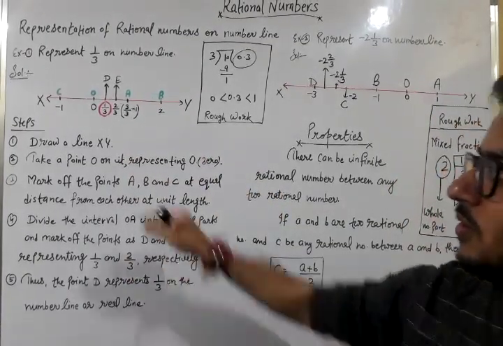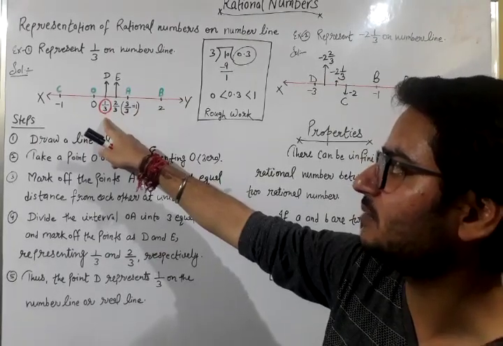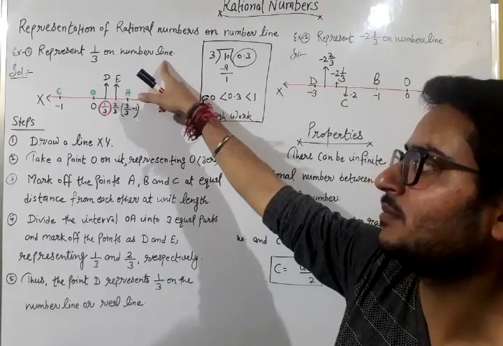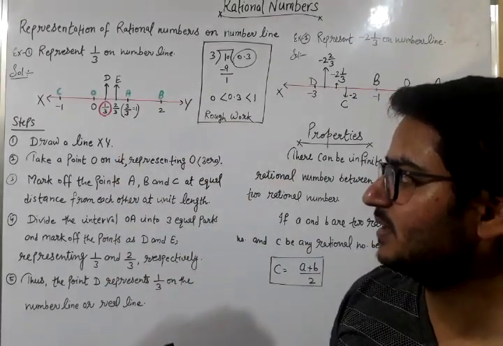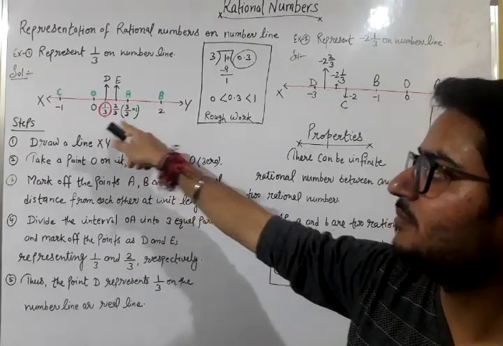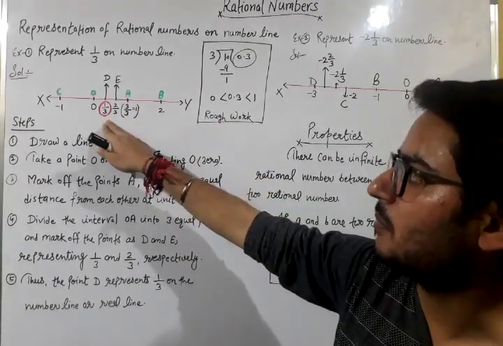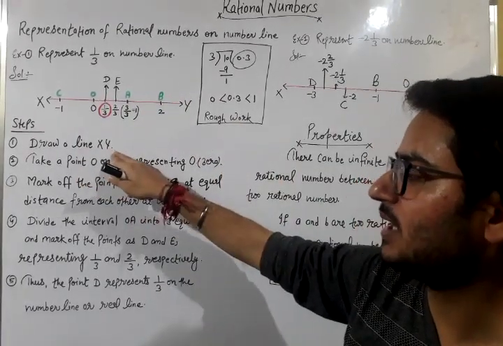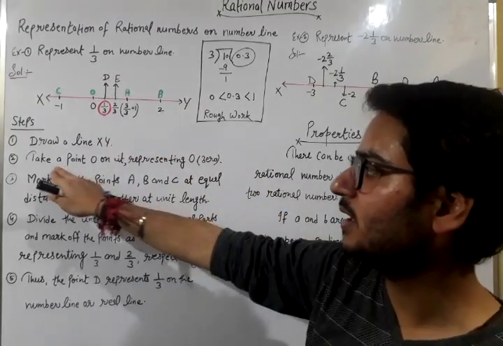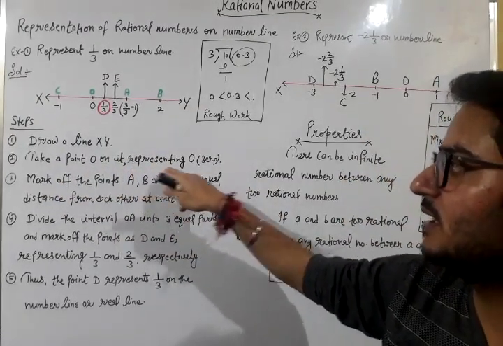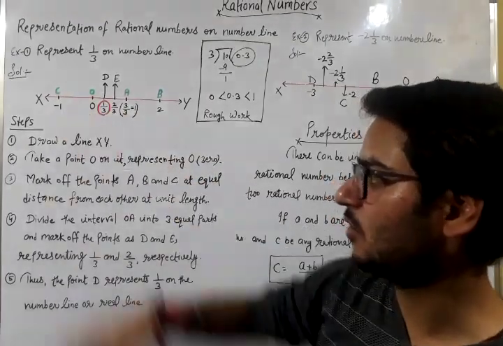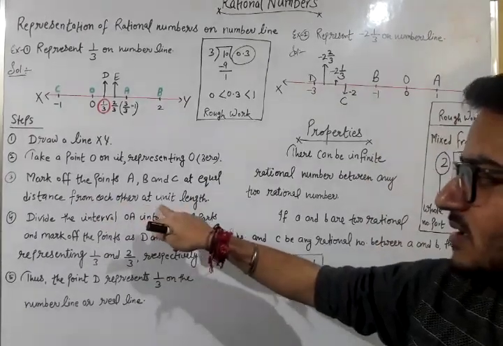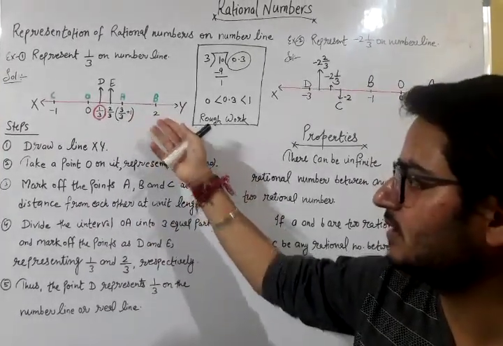Hence we got to know that the point D represents 1 by 3. This is the required representation of 1 by 3 on number line. I have written a few steps by following which we can mark any rational number on the number line. Our first step is to draw a line XY. Second, take a point O on it representing 0. We have taken it already. Mark off the points A, B and C at equal distance from each other at unit length. We have done that here.